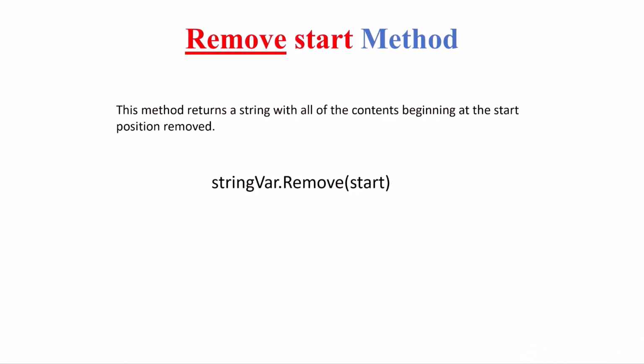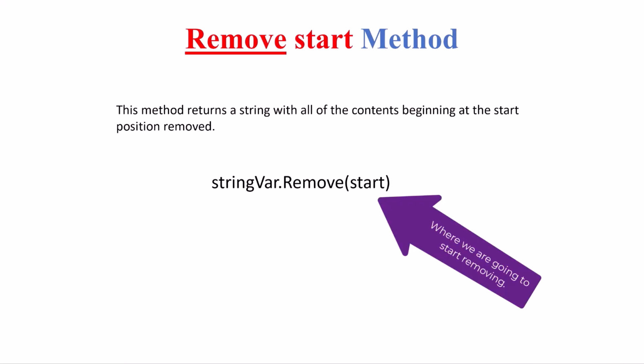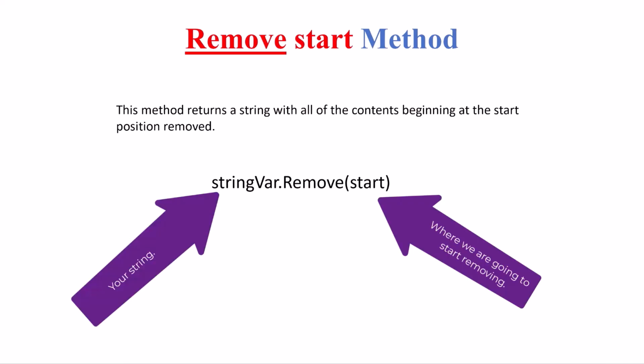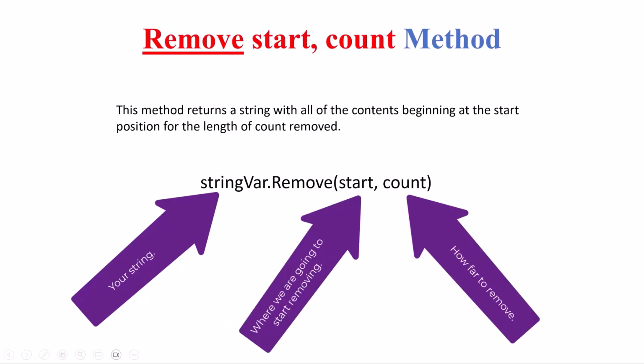If you look on the screen right now, you can see the remove has a start parameter in it. So you can basically take your string variable, point at the place where you want it to remove everything after that, and just put that number in, and bang, it's all gone. The other thing you can do is the remove start count method, where you can go to a starting position in your string and remove a certain number of characters. I'm going to demonstrate how this all works for you. So let's go ahead and do that.